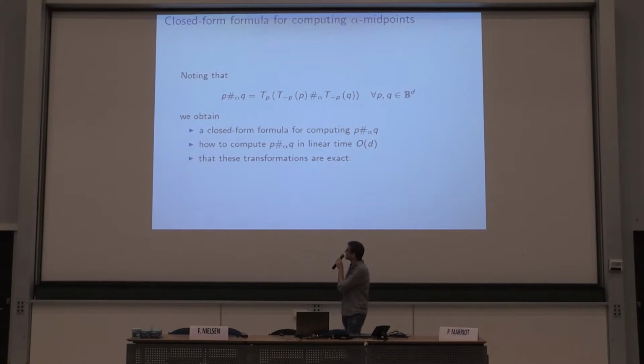And we can obtain a formula which is available for every pair of points in the unit ball by using the symmetry invariance of the distance and also translations to return to the preceding case. By doing this, we obtain a closed form formula for computing the alpha midpoints, which is linear in the dimension. Furthermore, all these transformations are exact in the sense that they just involve square roots and rational transformations.